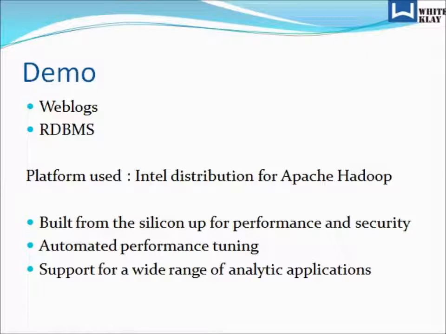The platform that we will be using is the Intel distribution for Apache Hadoop. Now there are various reasons why we are using the Intel distribution of Apache Hadoop. It is built from the silicon up for performance and security, which means running the Intel distribution on Intel processors enables Hadoop to fully utilize the performance and security features available in the x86 instruction set in general and the Intel Xeon processor in particular. Automated performance tuning. This integrated mechanism saves time while delivering a more optimized configuration.